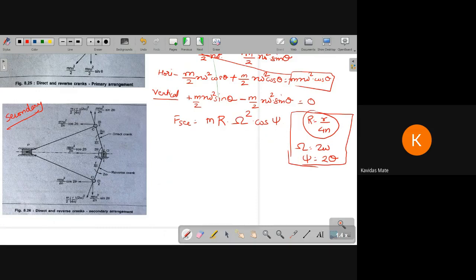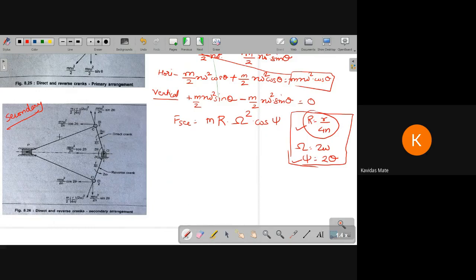On the primary crank, if it was theta, in the secondary it becomes 2 times theta. The radius of the crank would be r by 4n, which we have shown over here. This theta we have shown over here, and it is rotating with twice the omega, so 2 times omega. This is related to the secondary one.